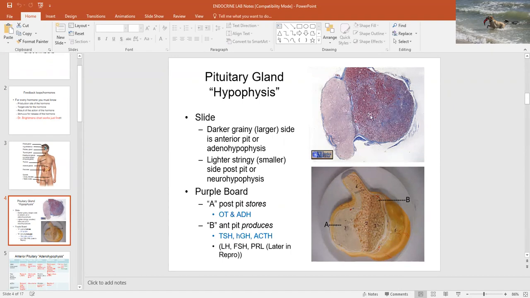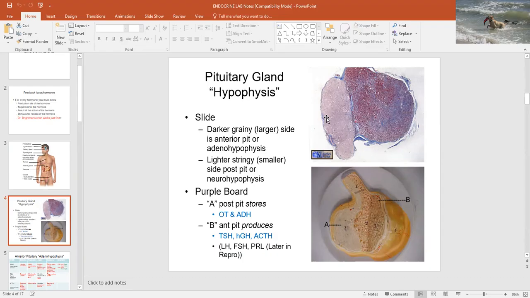The difference between those is the posterior pituitary is smaller compared to the anterior, and it has this pale staining, stringy kind of appearance. A on the bottom, because that comes from what I call the cookie sheet models. And then B, the anterior part, has very distinctively staining cells.